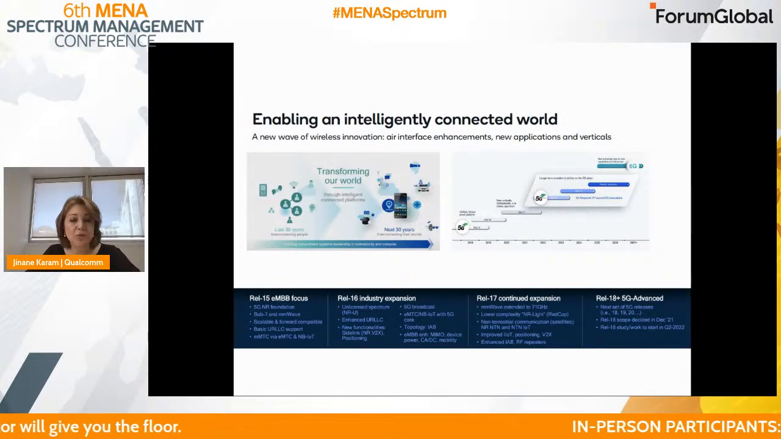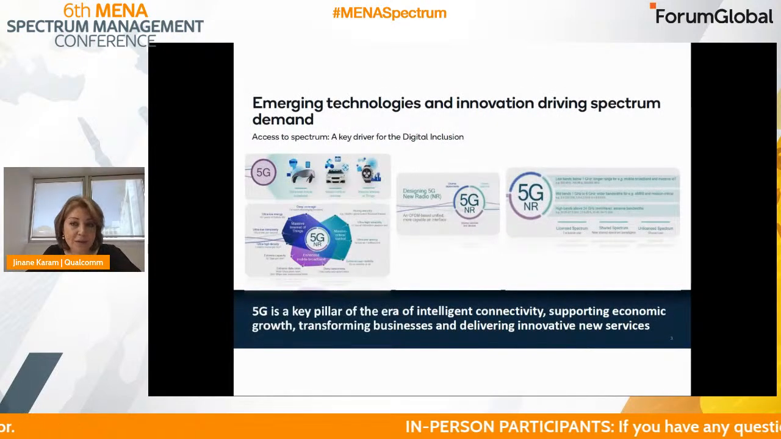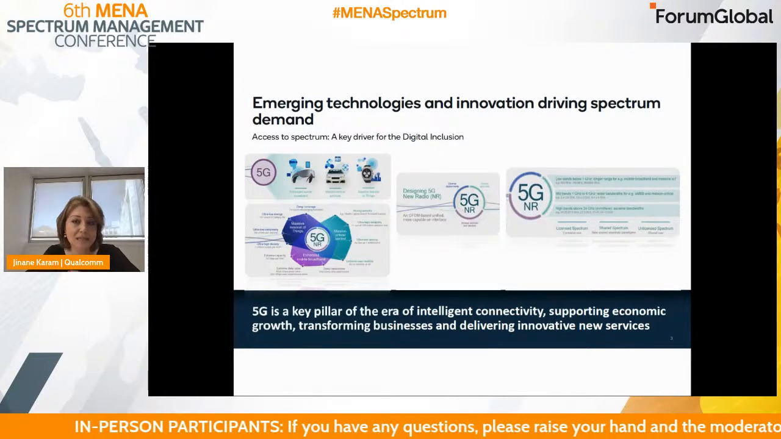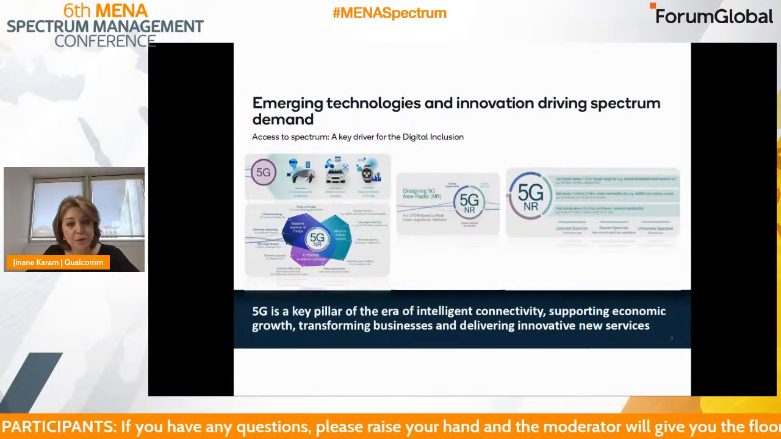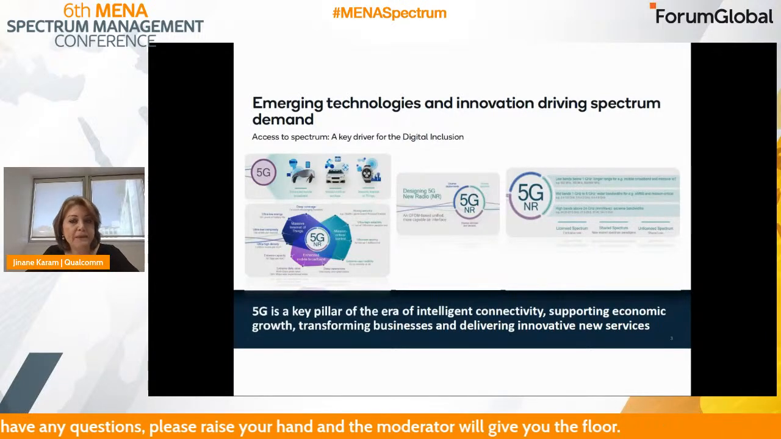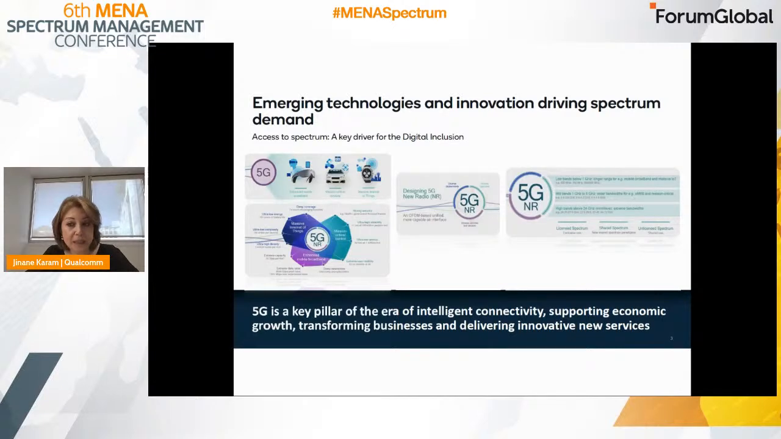Next slide, please. So we can see today all the emerging technologies and innovation are driving spectrum demand. Spectrum is essential, it is key. And access to 5G spectrum in different bands, low, mid, and high band, is essential to have the benefits and to deliver innovative new services and applications. Yesterday, we listened to different sessions highlighting the importance of low band and mid band, but it's also important to highlight the importance of the high band, the millimeter wave band.